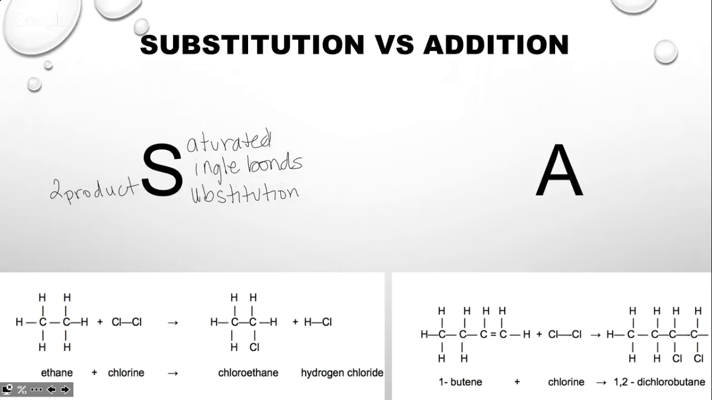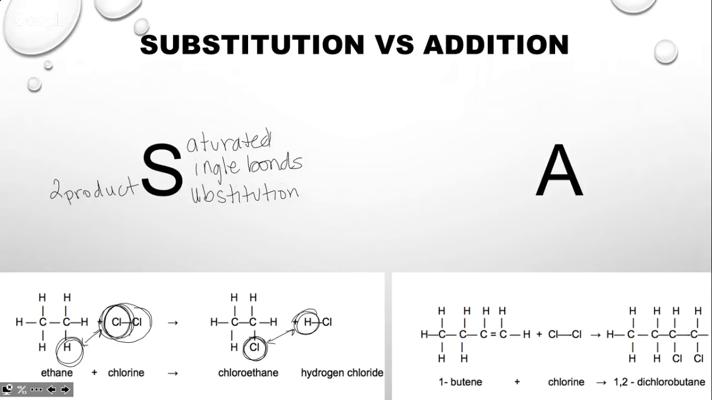When we start with all single bonds, there's no place for these atoms to just join the molecule. We have to kick a hydrogen out in order to get one of these chlorines in, and it can only happen one at a time. So one of the chlorines is going to switch places or substitute itself for one of the hydrogens. And now after that, the chlorine is in the molecule, the hydrogen is out.